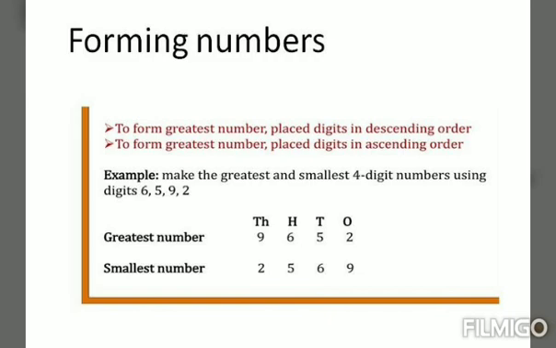So we have to write 2 as the first digit and 0 as the next digit. This is the way we have to make the smallest number. By using this method, we can form any number of digits. It may be 6 digit or 5 digit or 7 digit, whatever it is, we can form.